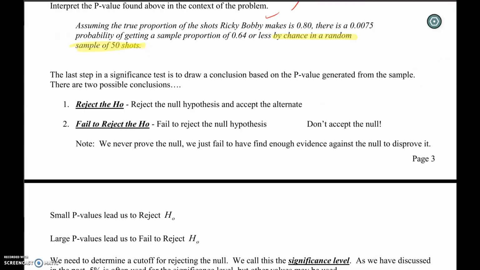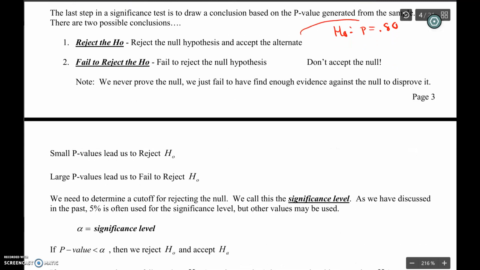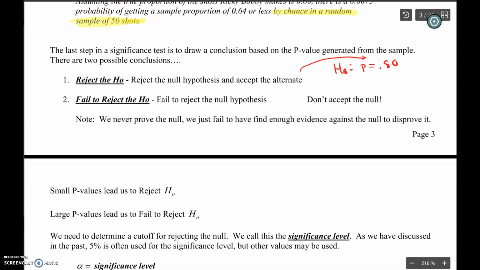We're trying to decide whether we should reject the null, that Ricky Bobby makes 80% of his shots, or fail to reject it. Really, those are the only two conclusions we're going to make. We're either going to say, you know what? I'm going to reject the null and say he really makes less than 80%. Or I'm going to say, I don't really know if Ricky Bobby makes 80%. I just don't have enough evidence to call him a liar.